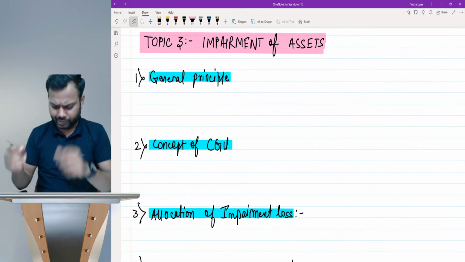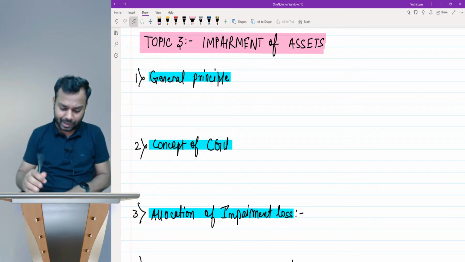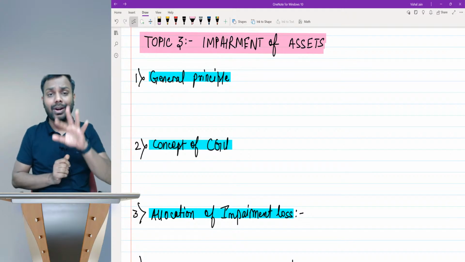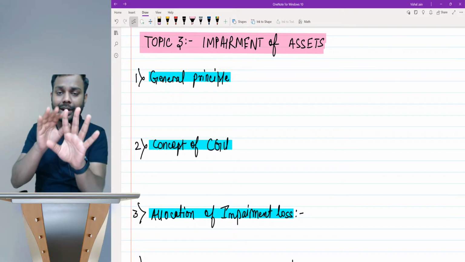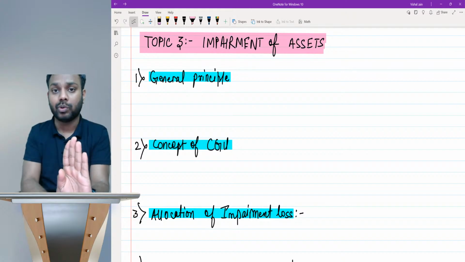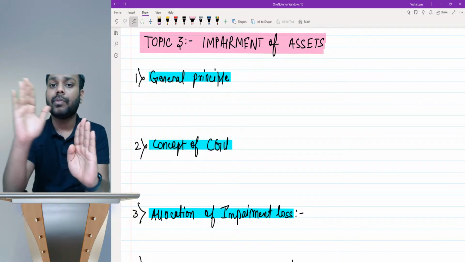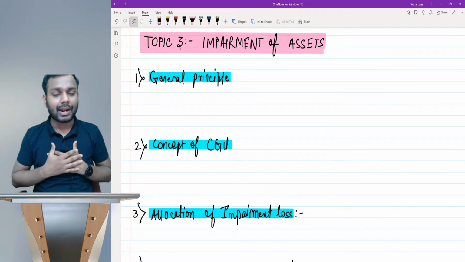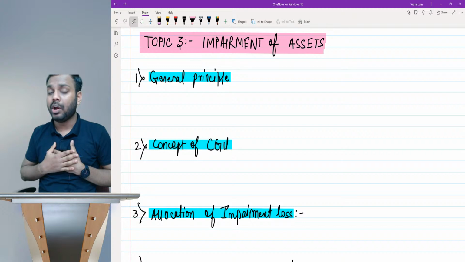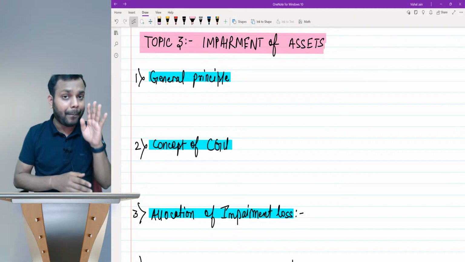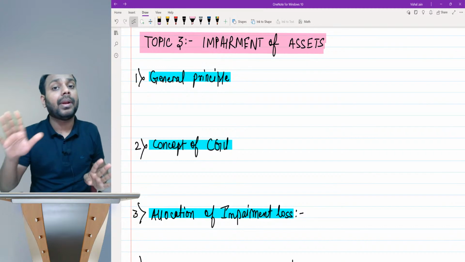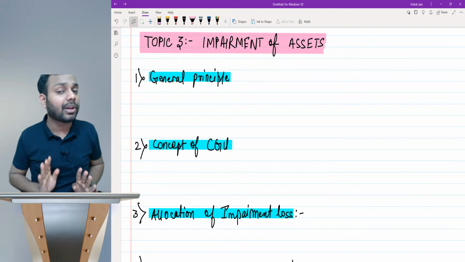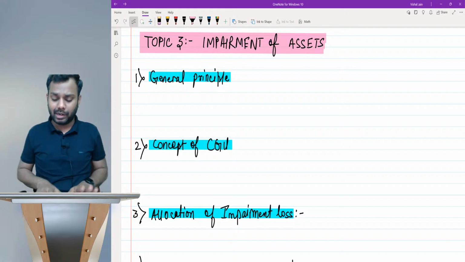Now, impairment of assets. See, guys, this impairment chapter comes up from the recognition principle of non-current assets. What does the recognition principle say? Whatever assets you are recognizing in your books, the assets should have economic benefits. Meaning thereby, if I am recognizing any asset in my books of $100, at a bare minimum it should have an economic benefit of at least $100.